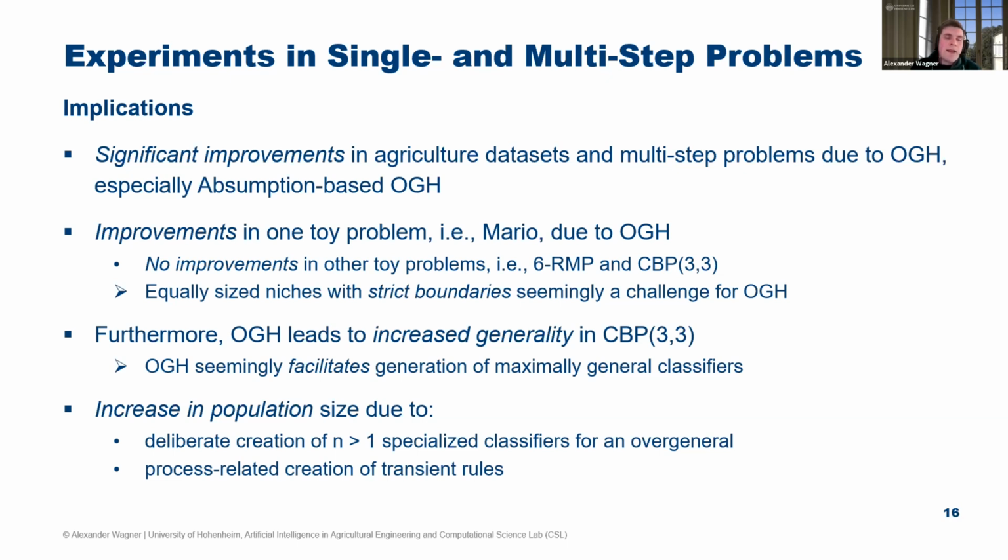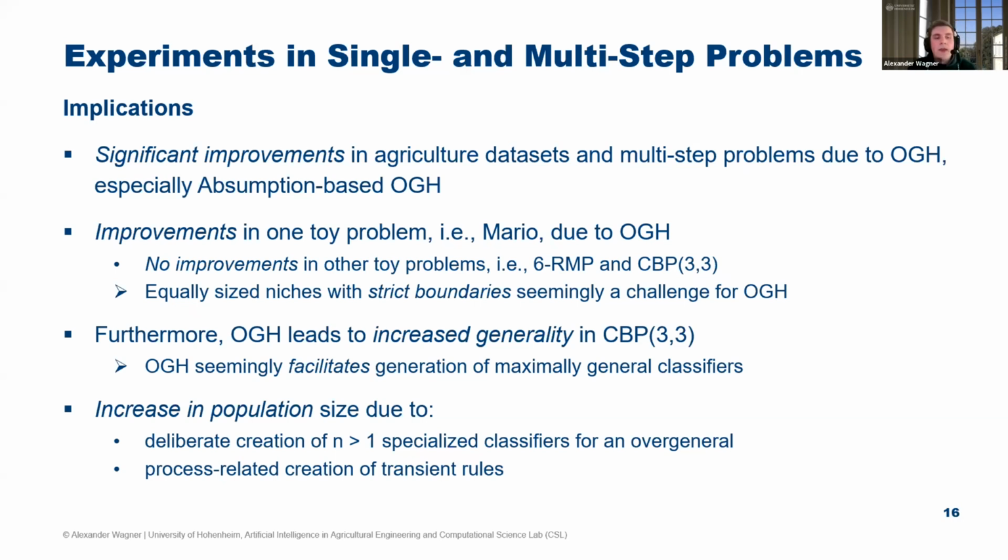So possibly the equally sized niches with strict boundaries, which are especially present in these two toy problems, seem to be a challenge for OGH. Furthermore, we saw that OGH leads to increases in generality in the CPP33. And if you keep in mind that the learning performance was similar to the standard XCS, it seems like OGH facilitates the generation of maximally general classifiers, and reduces the population size.